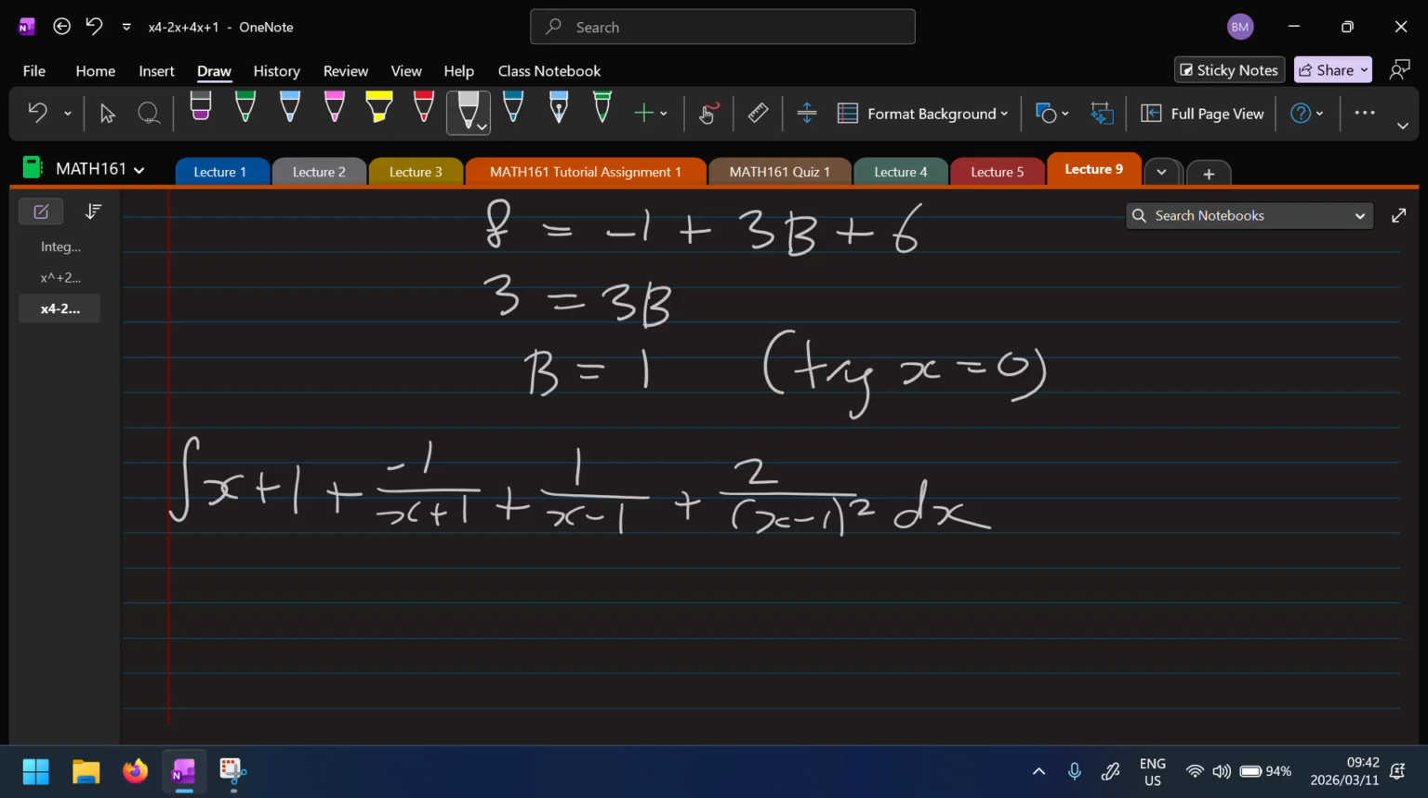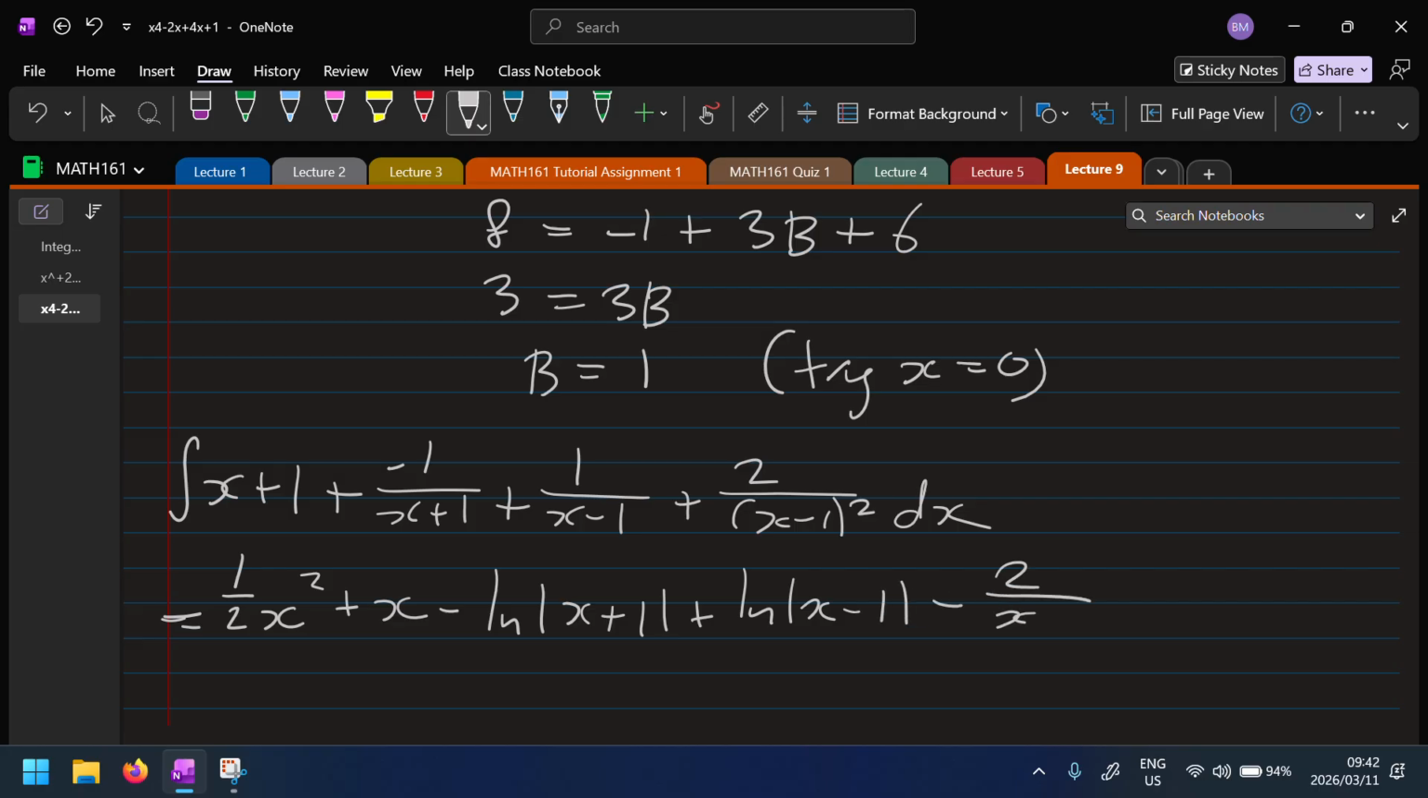Okay. Now we just do the integral. Easy stuff. So this will be half x squared plus x minus the natural log x plus 1 plus the natural log x minus 1 minus 2 over x minus 1 plus c. And you see how I just wrote the answer down? That's how you should be doing it, right?